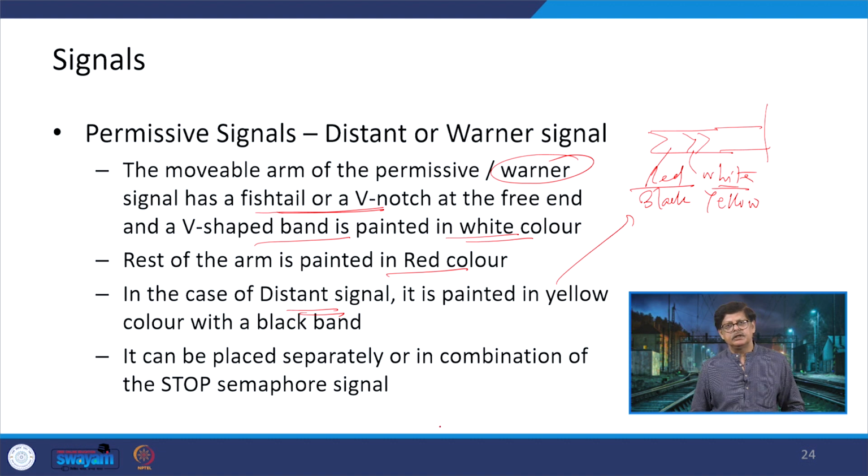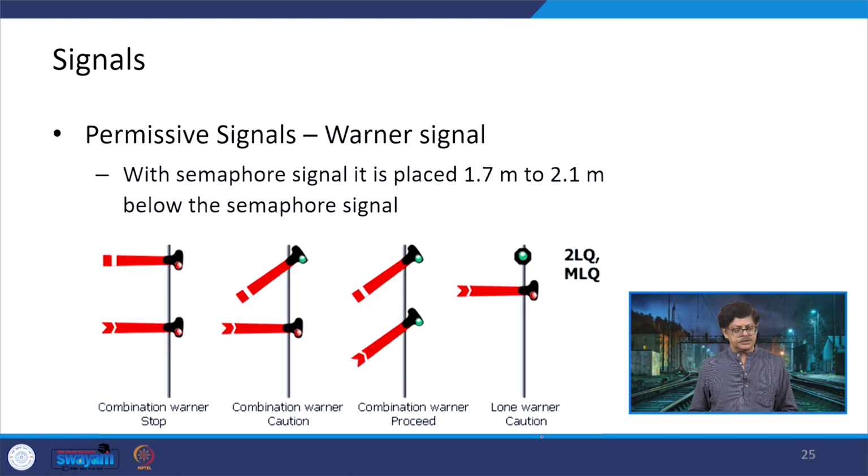It can be placed separately or in combination with the stop semaphore signal. That means on the same signal there can be two arms, or there can be two different signals on which one arm is provided. Here you can see some of the combinations, where a semaphore signal is provided along with the Warner signal. If both are horizontal, it says stop. When the semaphore is down, but the Warner is horizontal, it says that there is a caution. If both are down at a certain angle, that means you proceed.